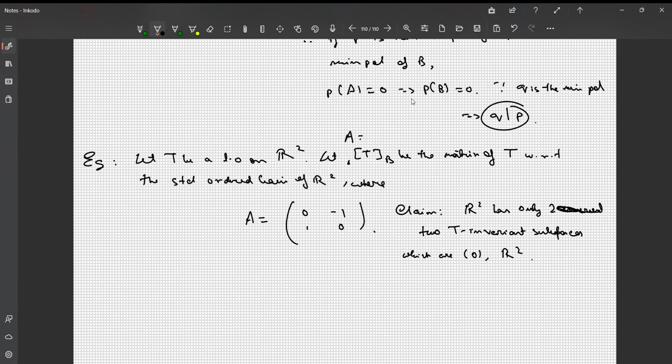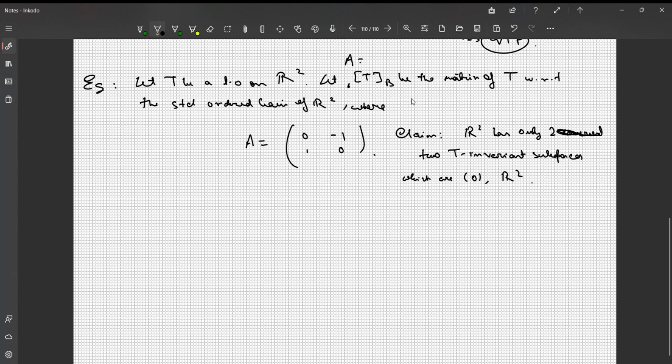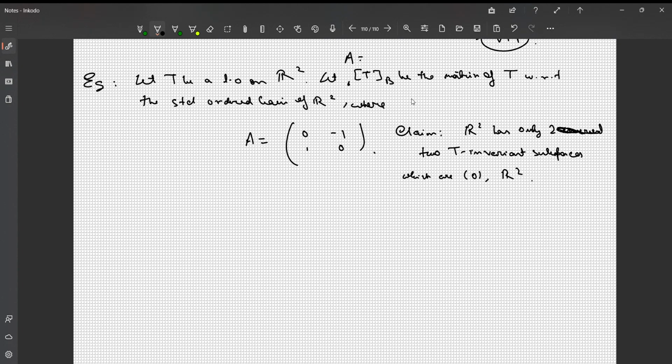Now, if there exists another T-invariant subspace, then the dimension of that subspace must be equal to 1, because any subspace of R2, if it's non-trivial, that is, if it's non-zero and not equal to R2, can only have dimension 1, right? So we need to check if there exists a one-dimensional T-invariant subspace of R2 or not. Let W be a proper subspace of R2. So this trivially implies that the dimension of W is 1. Let W be T-invariant. So that implies if you choose any element from W, say alpha, then T of alpha must be inside W. Right?